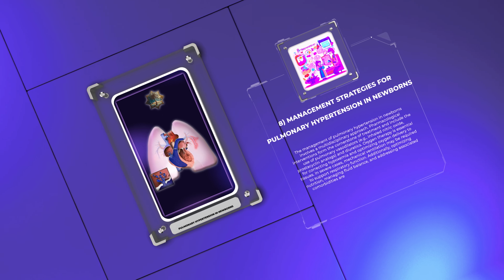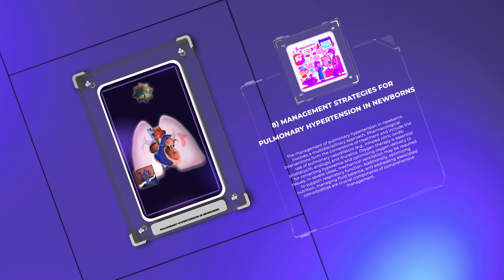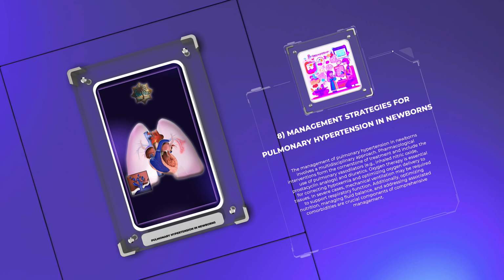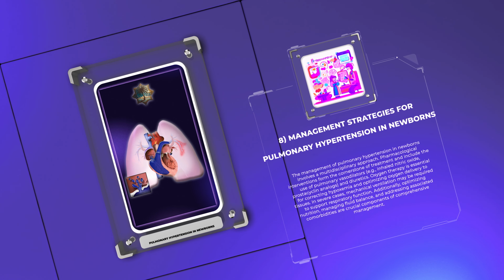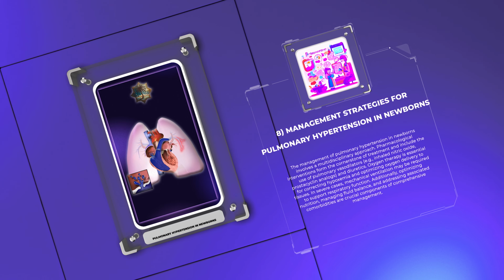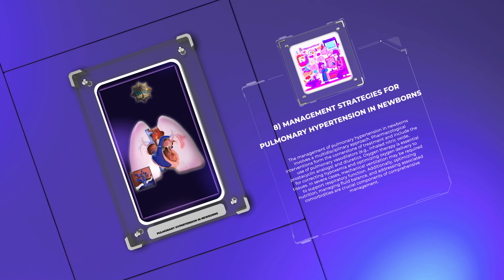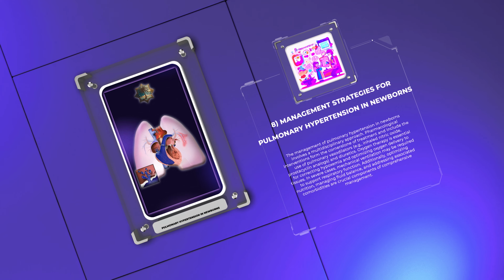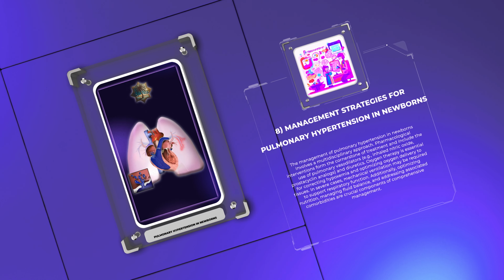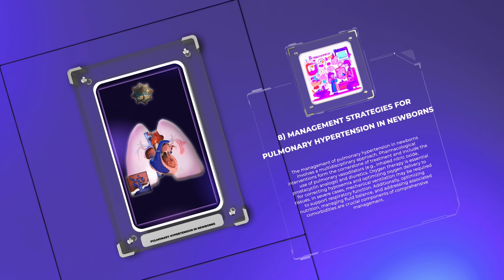The management of pulmonary hypertension in newborns involves a multidisciplinary approach. Pharmacological interventions form the cornerstone of treatment and include the use of pulmonary vasodilators, for example, inhaled nitric oxide, prostacyclin analogs, and diuretics. Oxygen therapy is essential for correcting hypoxemia and optimizing oxygen delivery to tissues. In severe cases, mechanical ventilation may be required to support respiratory function. Additionally, optimizing nutrition, managing fluid balance, and addressing associated comorbidities are crucial components of comprehensive management.